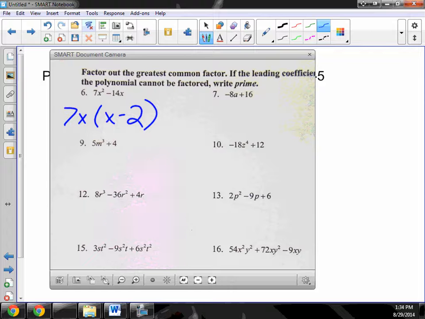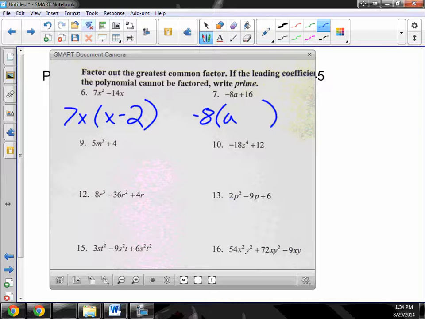If the first coefficient is negative, then we pull out negative 8. The reason is the box does not work if the first number is negative. So if your first coefficient is negative, factor out a negative, and that will turn it positive. So on 7, we get negative 8. What's left? Can we take a negative 8 out of a positive 16?